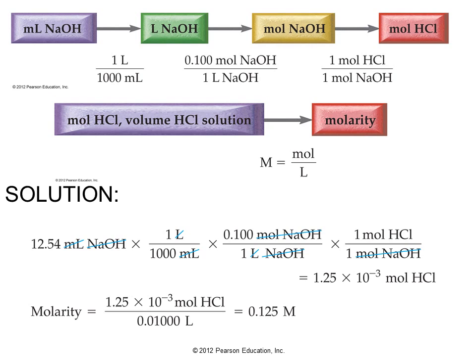Again, here's the setup. The milliliters of sodium hydroxide converted to liters, converted to moles, converted to moles of HCl. The molarity finally then is 1.25 times 10 to the minus 3 moles of HCl in 0.0100 liters. That was the 10 milliliters originally. And we got 0.125 molar is the concentration of the unknown HCl.